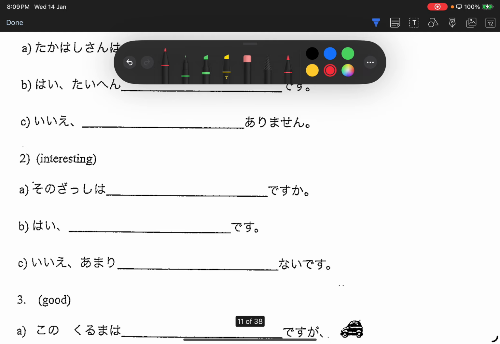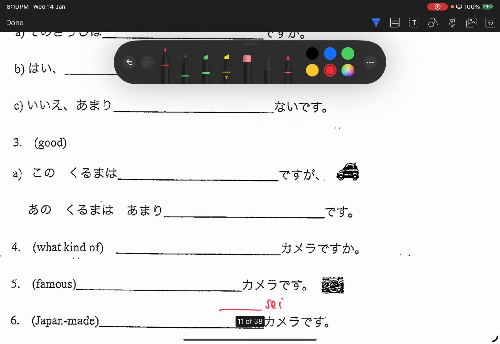What is interesting? 面白い。Thank you. So いい adjective. A. その雑誌は面白いですか。Right, don't need to change anything. B. はい、面白いです。Very good. C. いいえ、あんまり面白くないです。Thank you. 面白くないです。Right, no more い sound, so 面白くないです。Okay, yes.